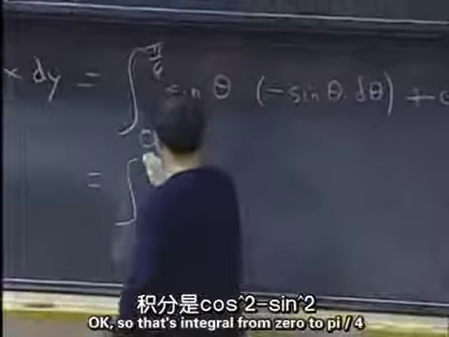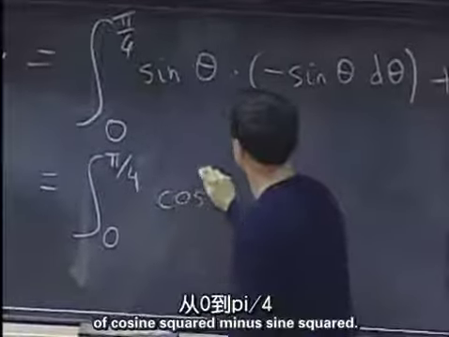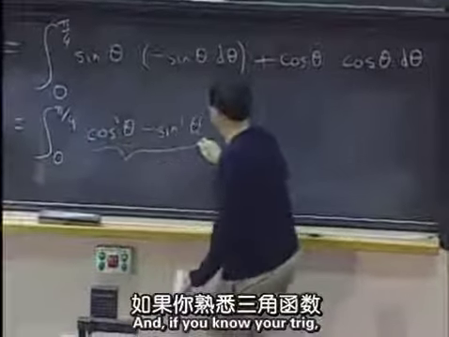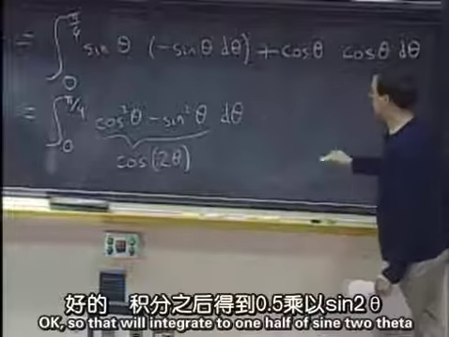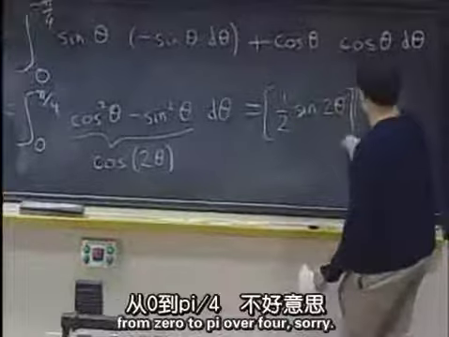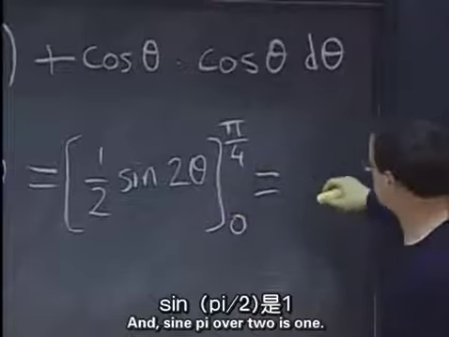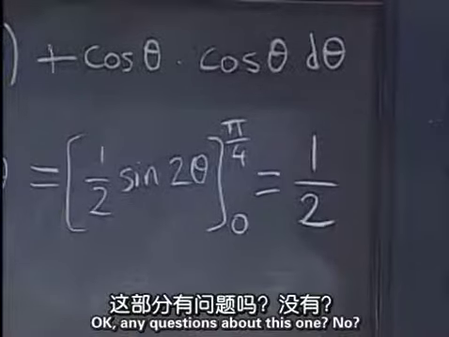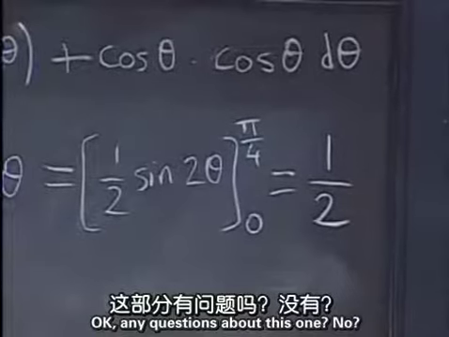Okay, so that's the integral from 0 to pi over 4 of cosine squared minus sine squared. And if you know your trig, then you should recognize this as cosine of 2 theta. Okay, so that will integrate to 1/2 of sine 2 theta from 0 to pi over 4. And sine pi over 2 is 1, so you will get 1/2. Okay, any questions about this one? No?